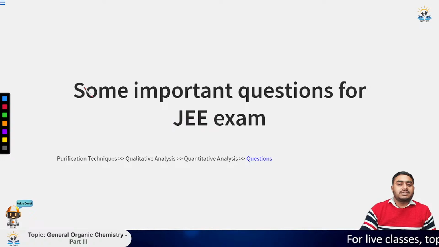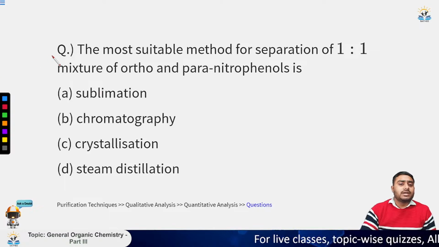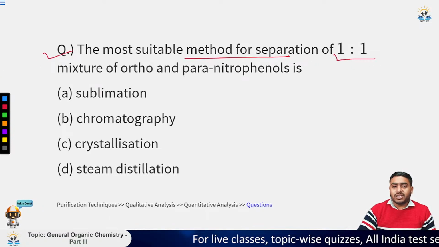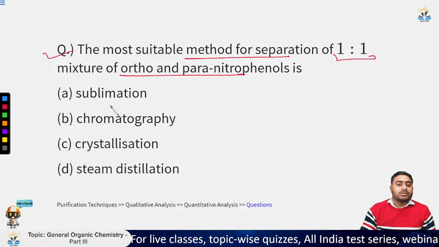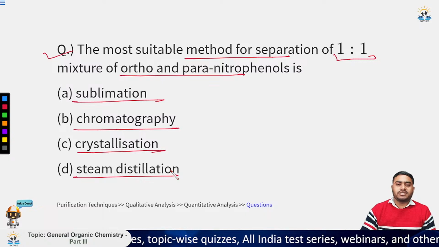Okay, let's discuss some important questions for JEE exams. So the first question will be: the most suitable method for separation of a 1:1 mixture of ortho and para nitrophenol is sublimation, chromatography, crystallization, or steam distillation.